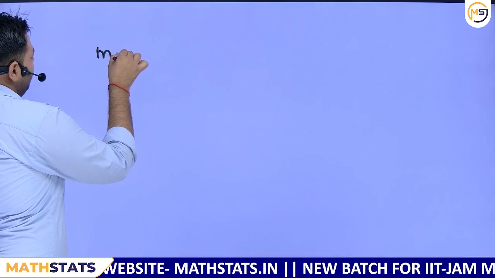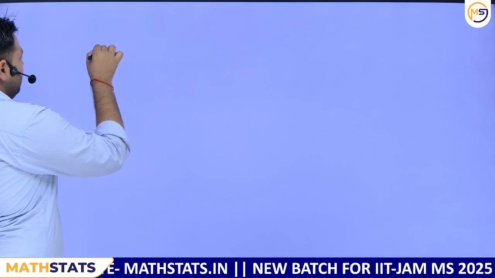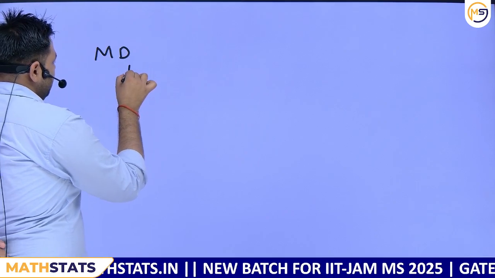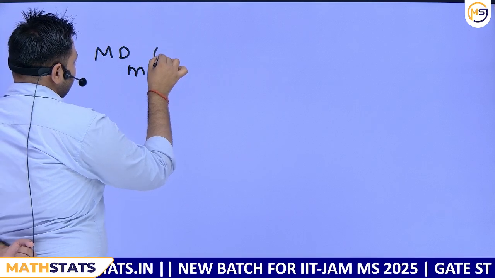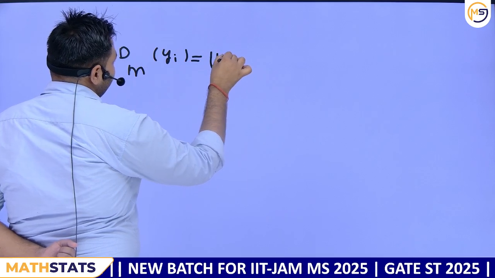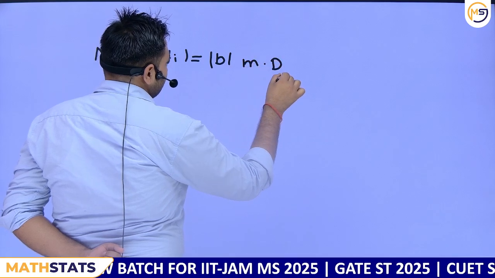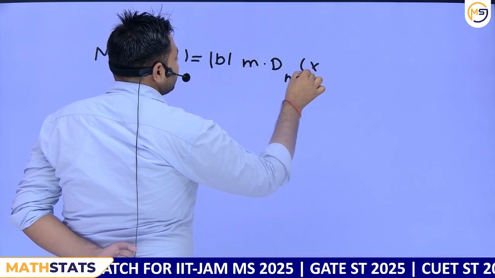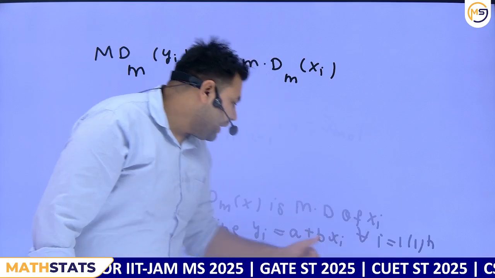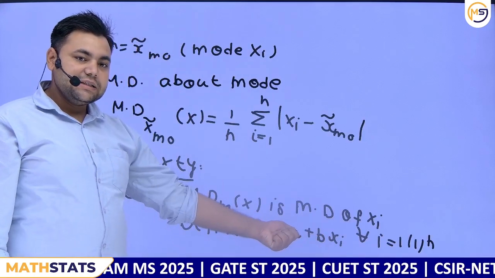Now the mean deviation of y about point m of yi is equal to mod of b times the mean deviation about point m of xi. Okay, so this is called scale and origin effect. A plus b xi, this is called scale and origin effect.